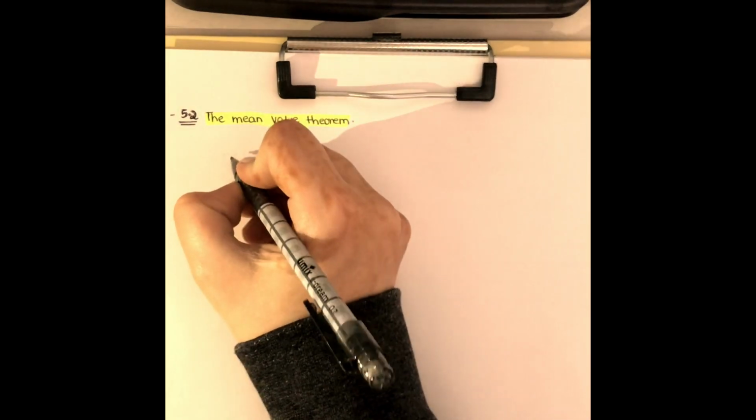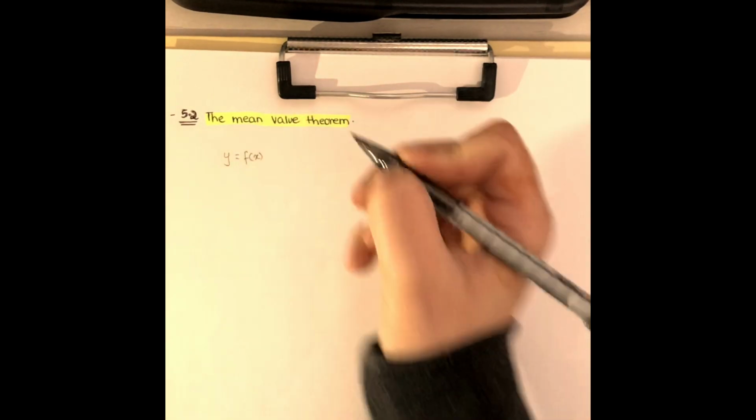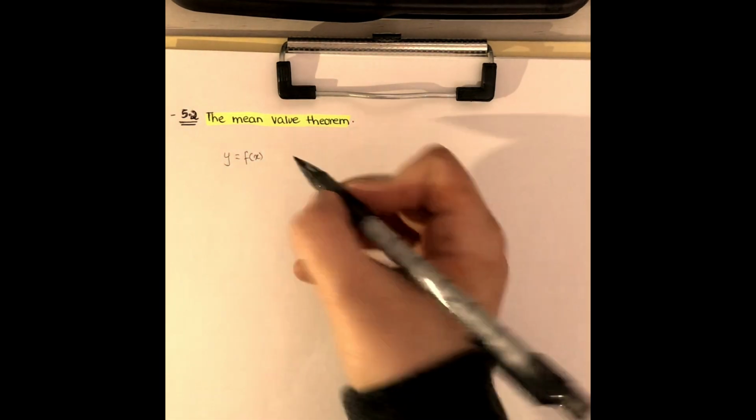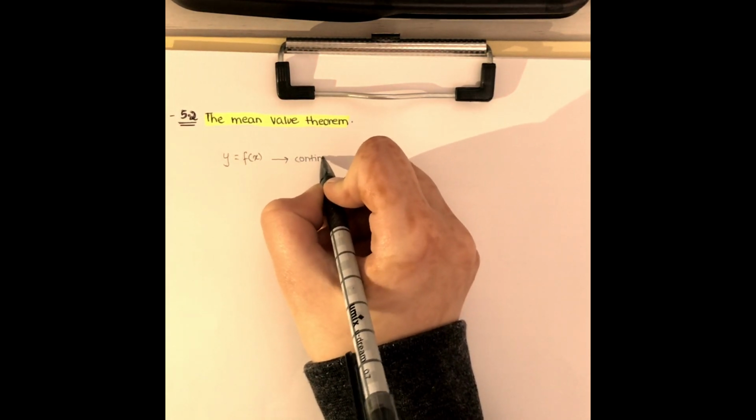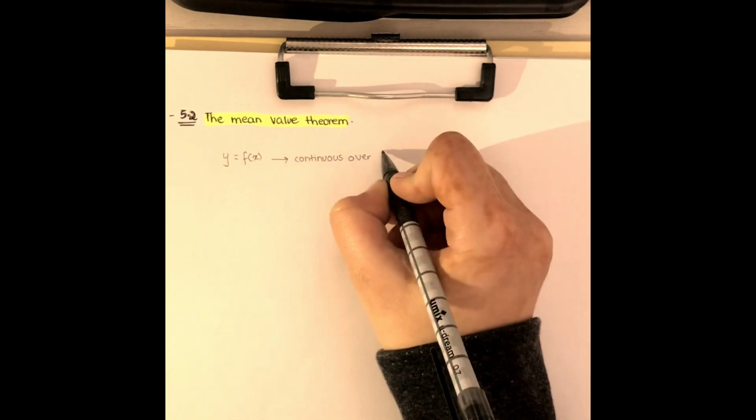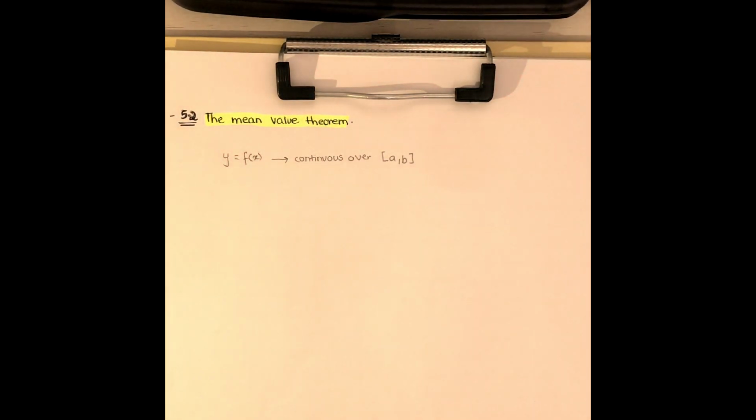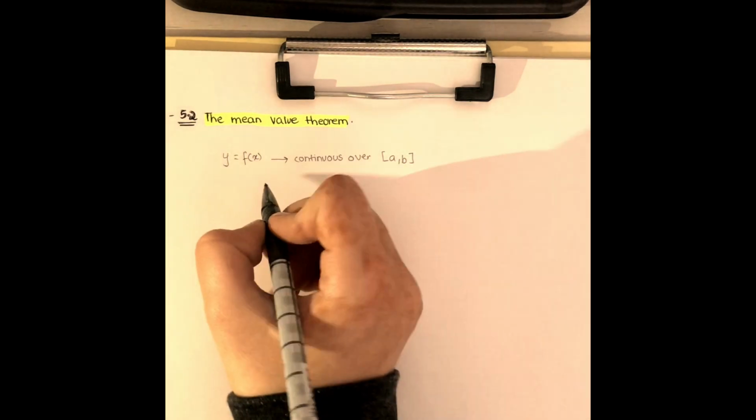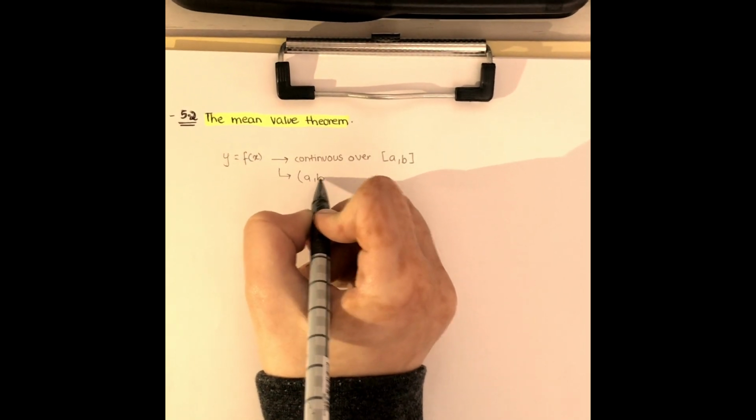Suppose we have a function y is equal to f of x that is continuous at every point of the closed interval of a and b. So this function is considered to be continuous over the interval of a and b, and is differentiable at every point of its interior, the open interval, which is a to b.